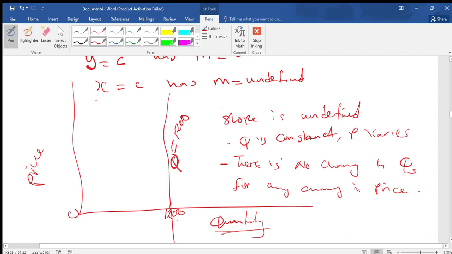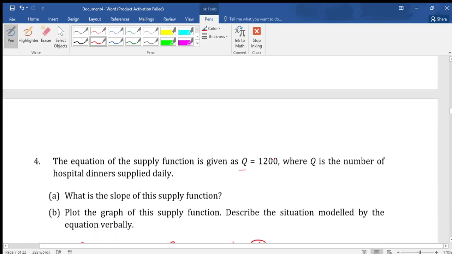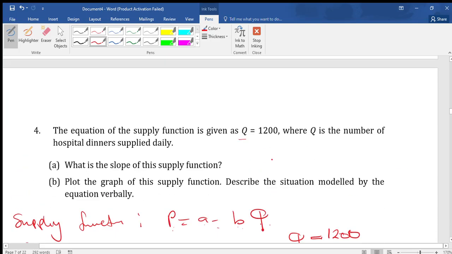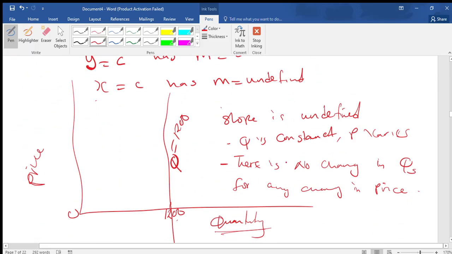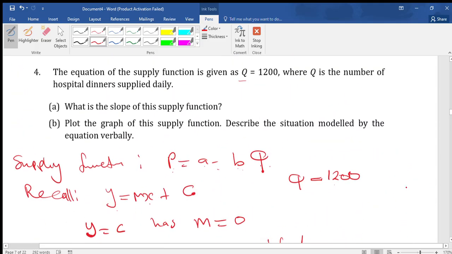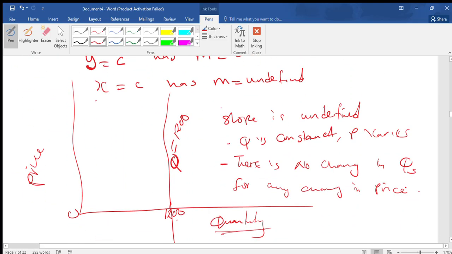So that's worksheet 5 for you. Plot the graph of the supply and describe the situation modeled by the equation. The situation is, as we've just described, there is no change in quantity of supply for any change in price. Nothing. Otherwise, this is how you were supposed to solve question 5 up to question 8 of worksheet 5.